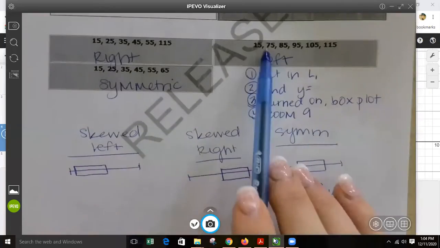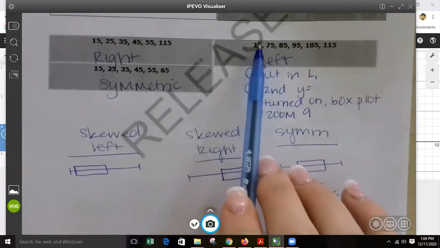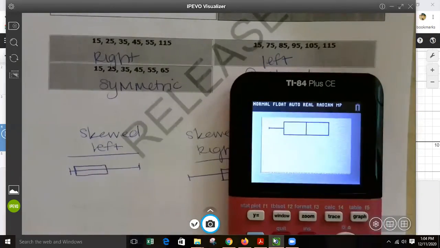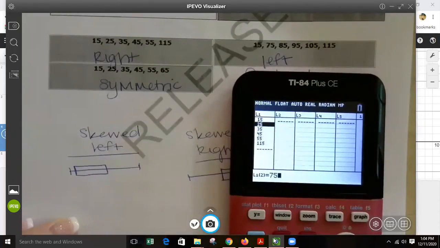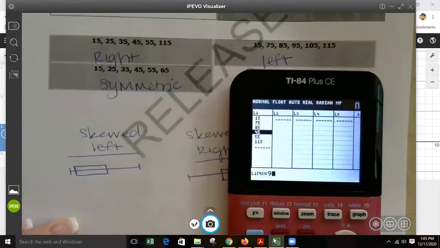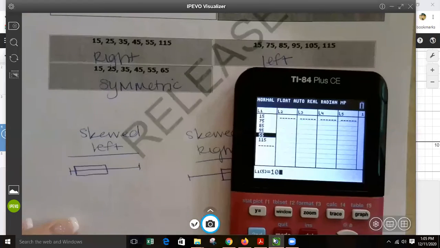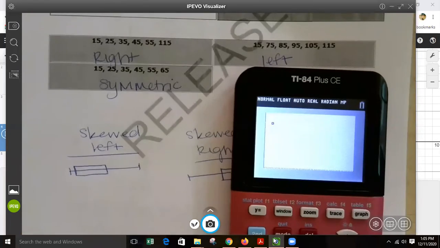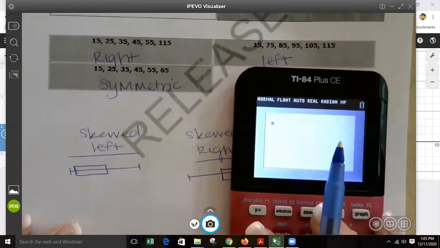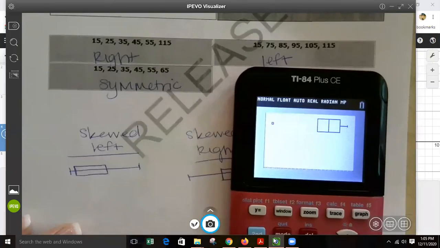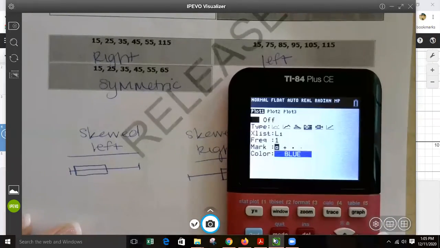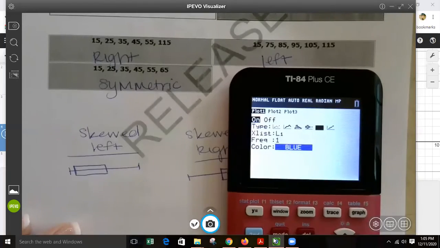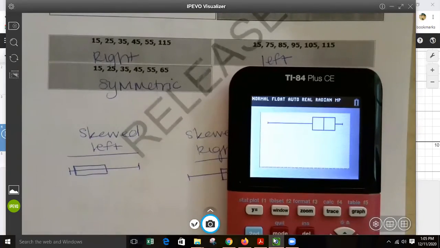And if you look, these values are a lot higher with a little minimum 15. So I'll show you what that one looks like. You don't have to do it. 15, 75, 85, 95, 105, and 115. All right, just kidding. Let me take it off though, just because I put it on the modified. There you go.